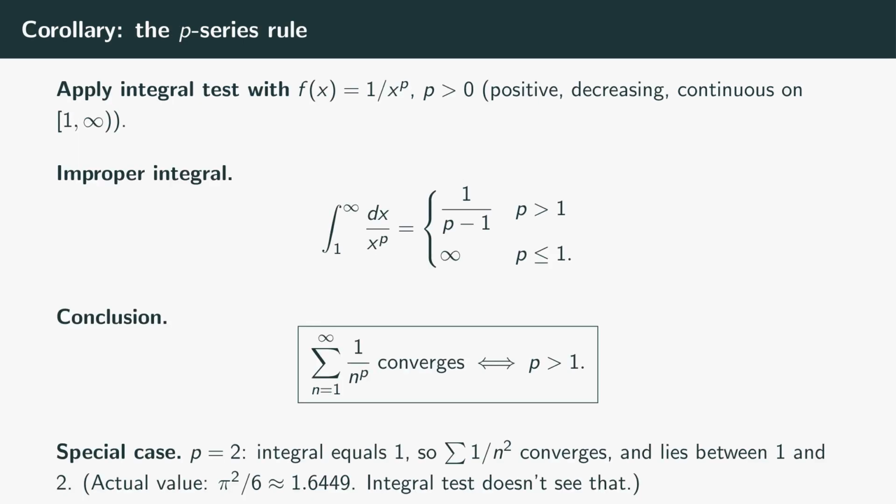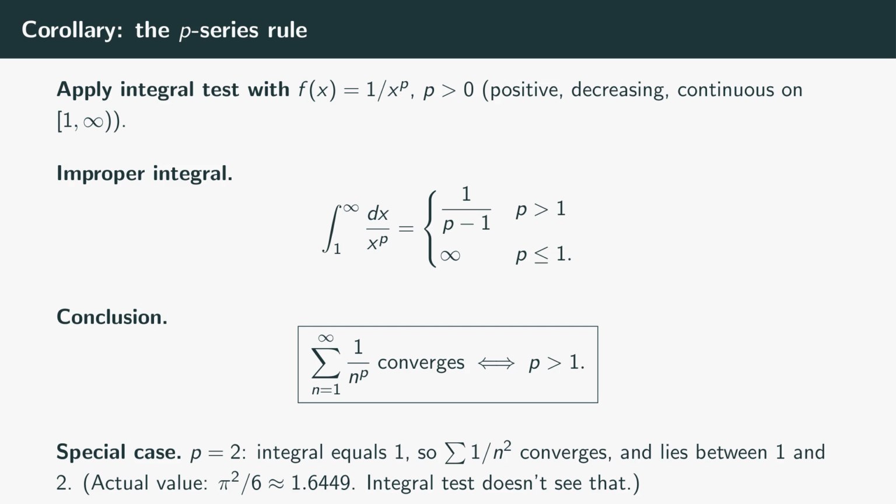Immediate application. Let's use the integral test to prove the p-series rule we asserted last episode. Take f(x) = 1/x^p with p greater than 0. It's positive, it's decreasing, it's continuous on the interval from 1 to infinity. The integral test applies. We computed the improper integral from 1 to infinity of 1/x^p dx back in episode 8.